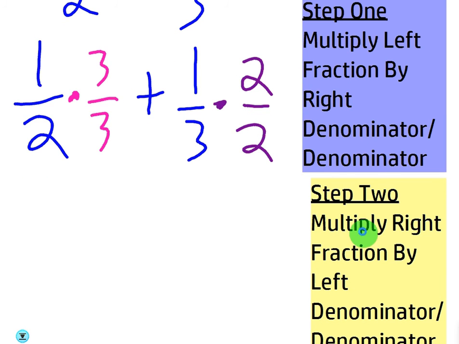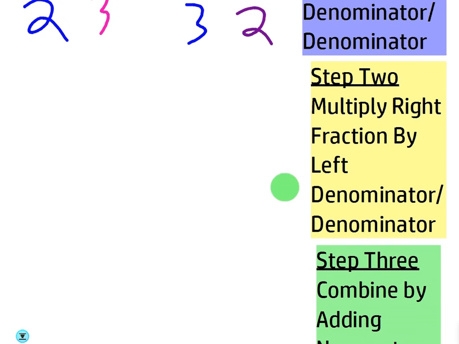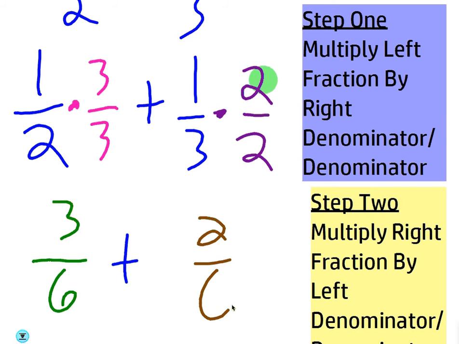So next step is to combine those by adding the numerators. So first of all, when we simplify this on the left, we get 3 over 6. That's why we learned to multiply first, because you multiply straight across. 1 times 3 is 3, 2 times 3 is 6. 1 times 2 is going to give us 2 over 6. Good. So we get 2 over 6 here. So this makes more sense.